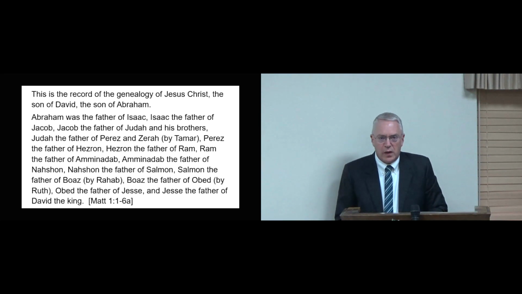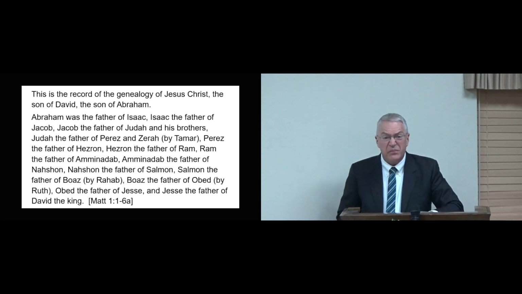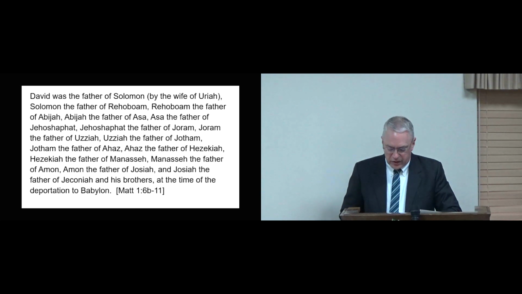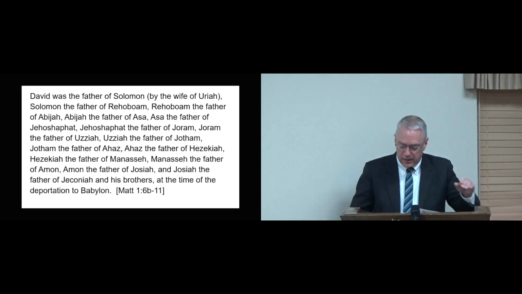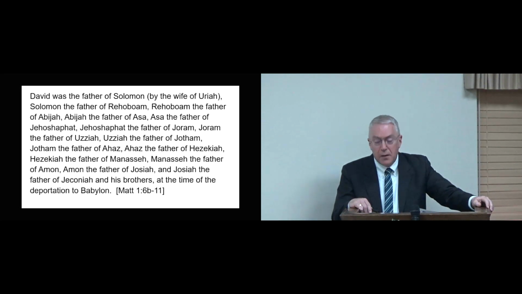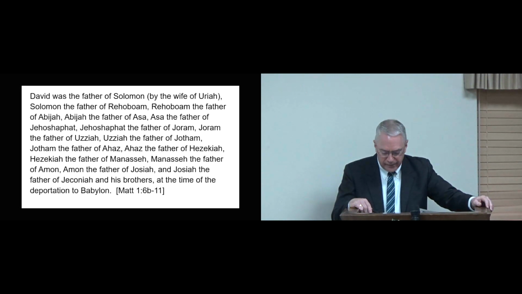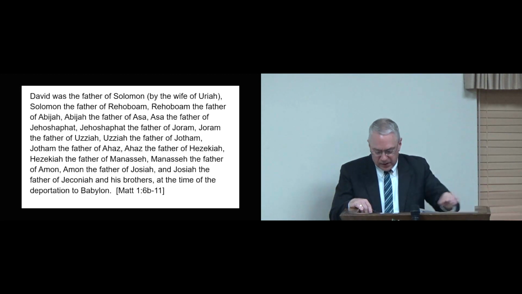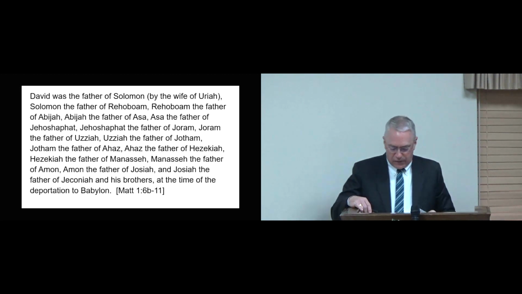So we have 3 of the hidden figures here already. The 4th one shows up in the next verse. David was the father of Solomon by the wife of Uriah. I'm just going to name the names here for the sake of time.